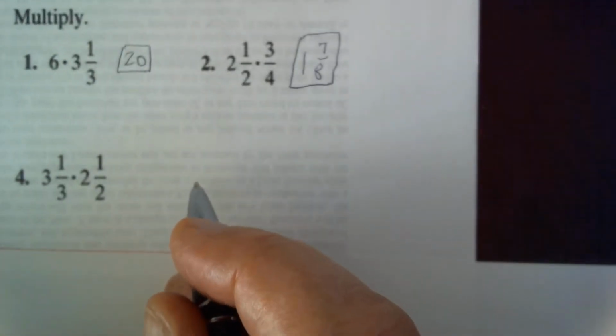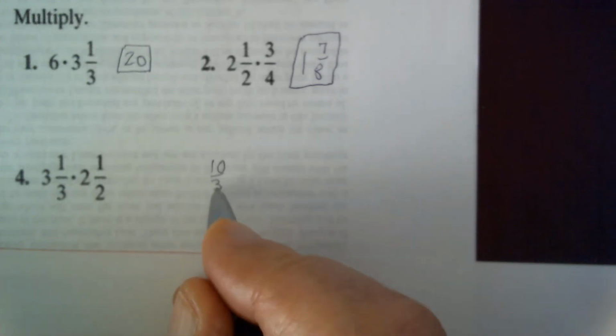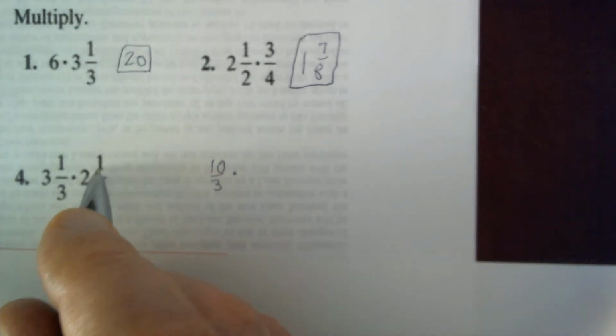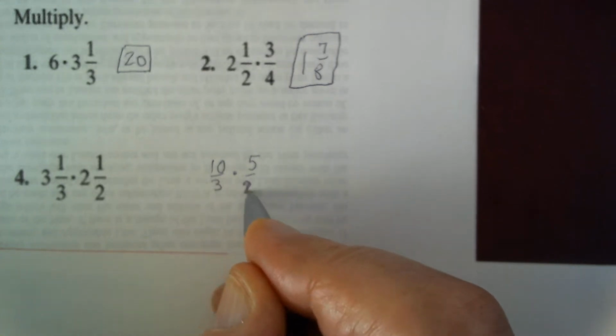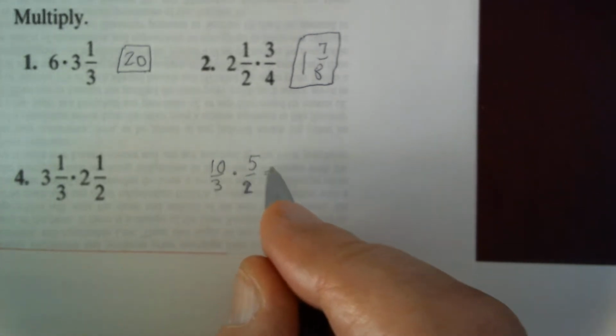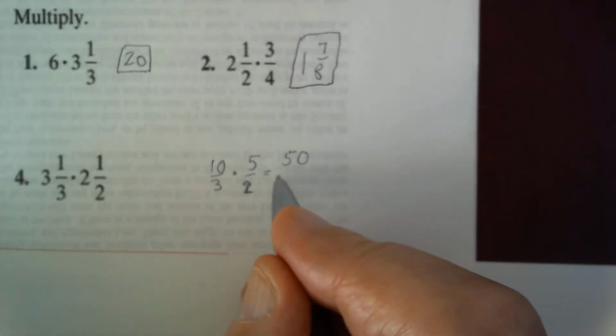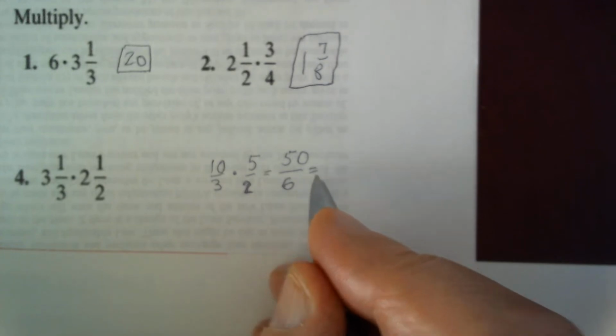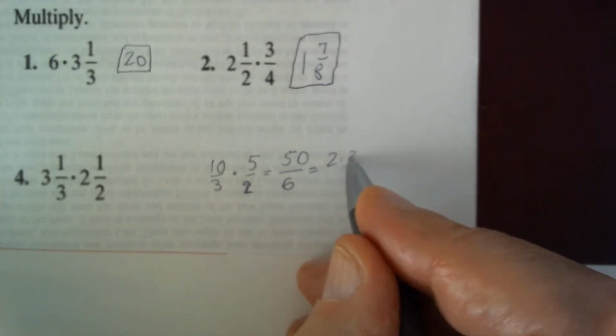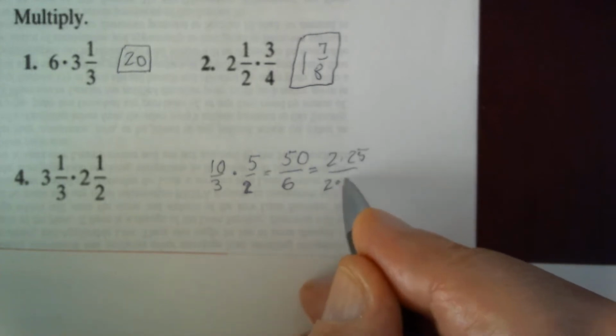And to do number 4, we convert 3 1/3 into a fraction. So 3 times 3 is 9, plus 1 is 10. So 10/3 times 2 1/2, which we convert into a fraction. 2 times 2 is 4, plus 1 is 5. That'd be 5/2. And 10 times 5 is 50, divided by 3 times 2 is 6, and we can reduce that to, my idea is 2 times 25 divided by 2 times 3.